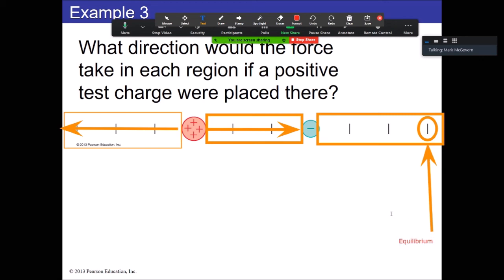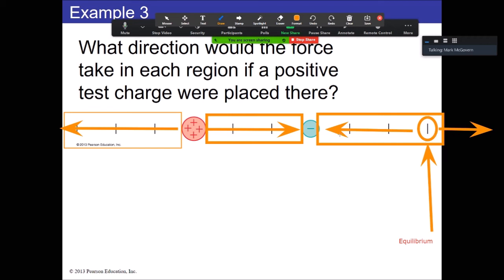Equilibrium's right there. Now, what happens when we're to the left of it? Well, if we're to the left, we're closer to the negative charge, and we're going to experience an attraction. So the force is going to be this way if we're in this region. If we go beyond this point, then the distance factor becomes more important and we repel. Okay, so this is the sweet spot right here.